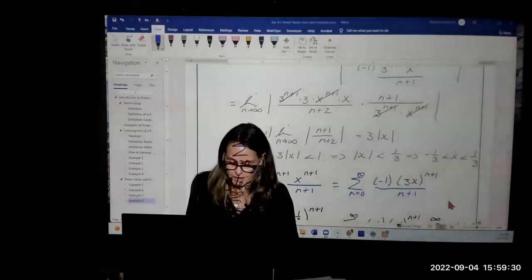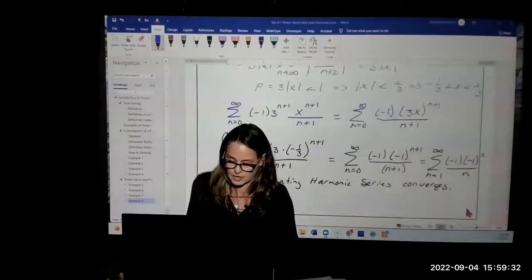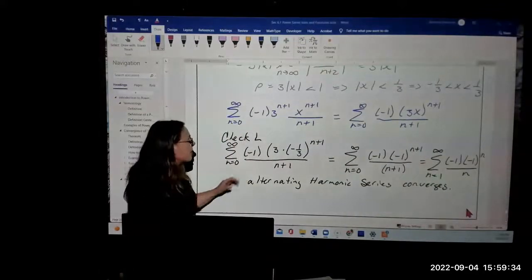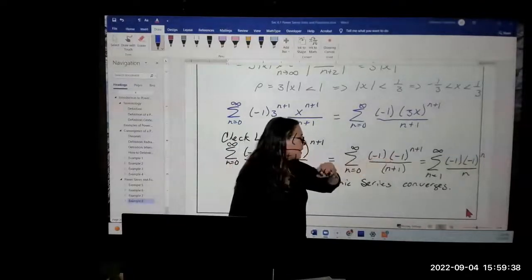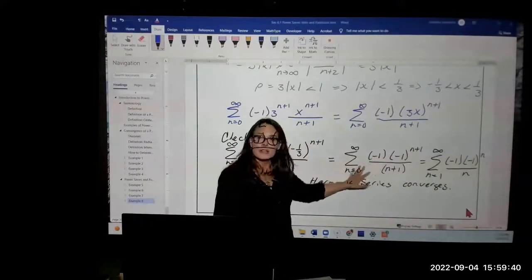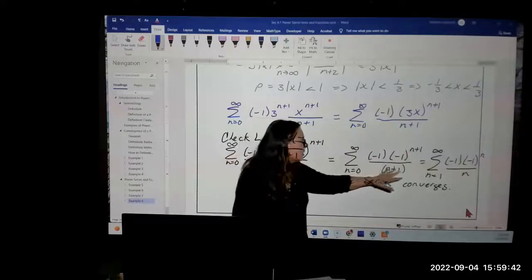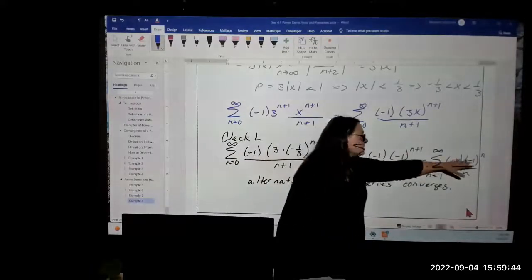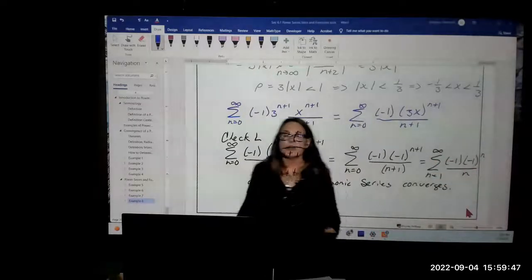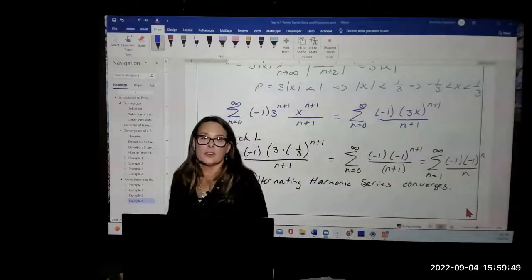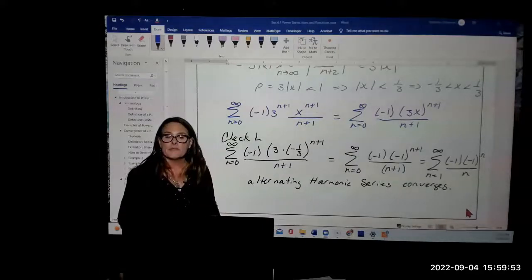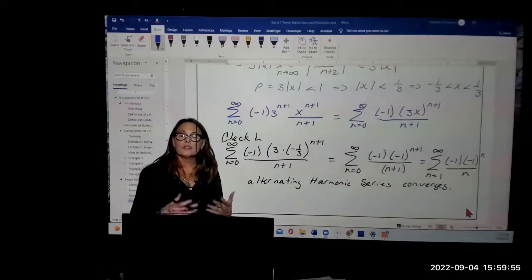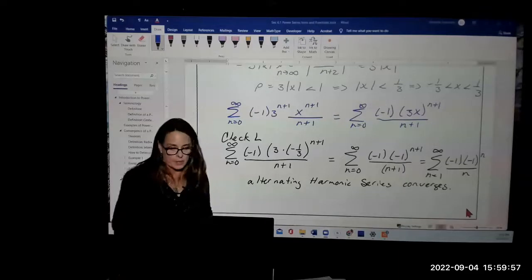So we're going to check the left endpoint first, which is -1/3. And you'll find that when you substitute it in, you get -1 to the n plus 1 power. Now we can manipulate the subscript to start at 1, and that gives us a negative times -1 to the n over n, which is basically an alternating harmonic series. And so we know it has to converge there, which means we'll use a square bracket on the left endpoint.